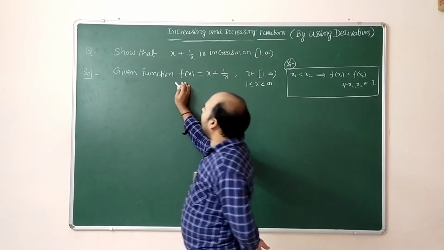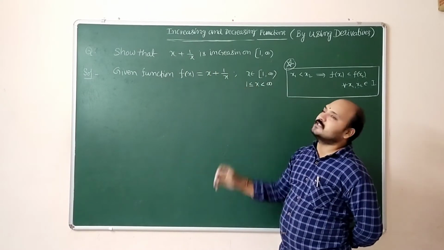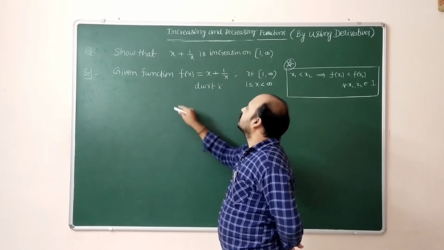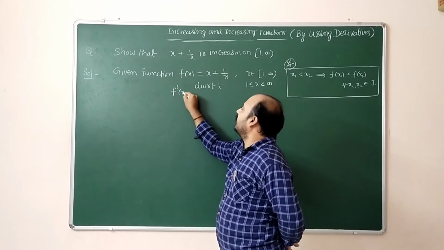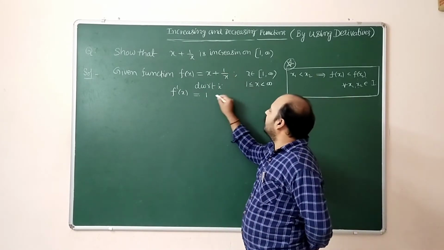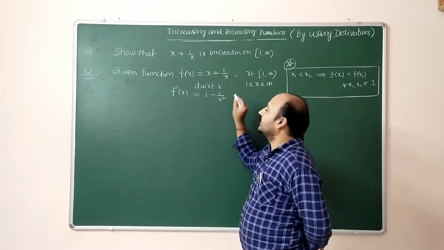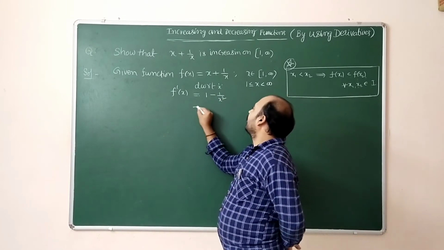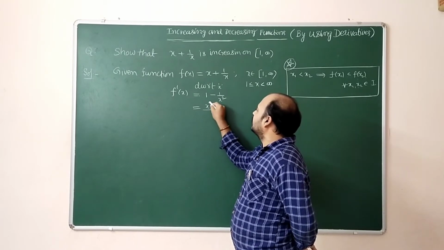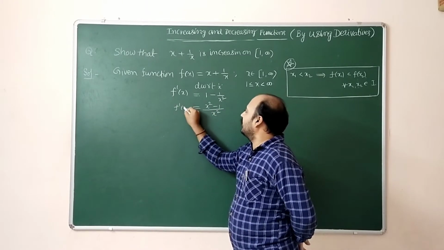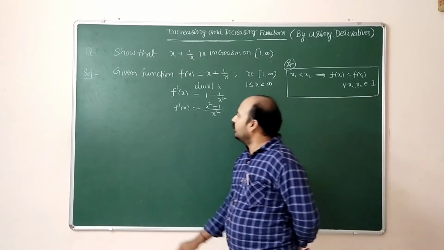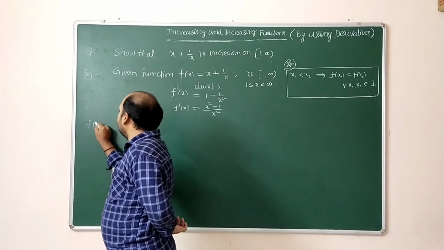Now, to show that the function is increasing, we need to differentiate with respect to x. f of x derivative is f dash of x. d by dx of x is 1. d by dx of 1 by x is minus 1 by x square. Now, after taking LCM, f dash of x is x square minus 1 by x square. They are asking to prove it is increasing. So, f of x is increasing.